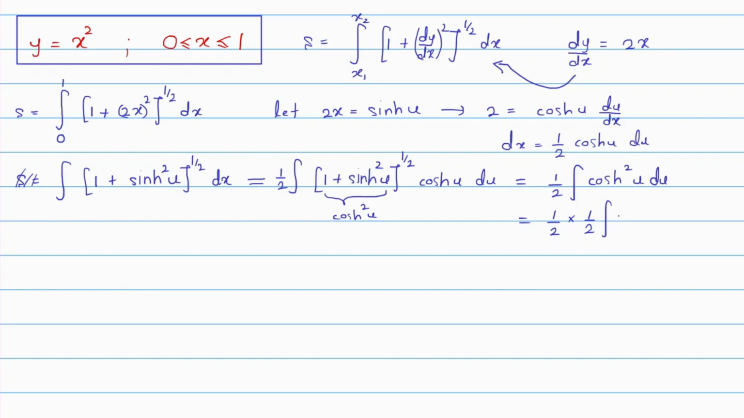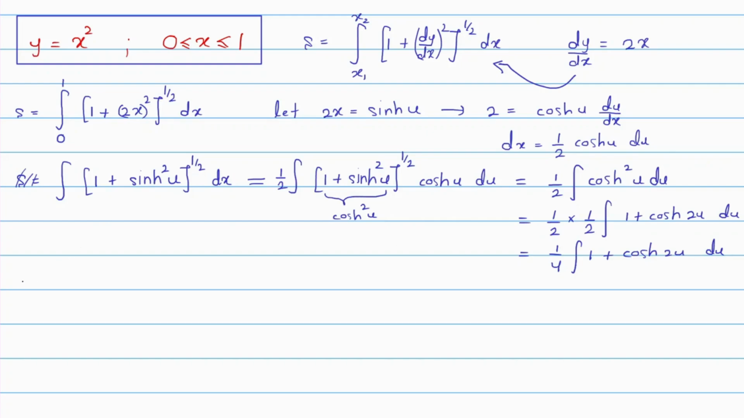integration 1 plus cos 2u du. And this is possible because we know through the identity cos squared u equals half into (1 plus cos 2u). And therefore, we can simplify and write this as 1 over 4 integration 1 plus cos 2u du.